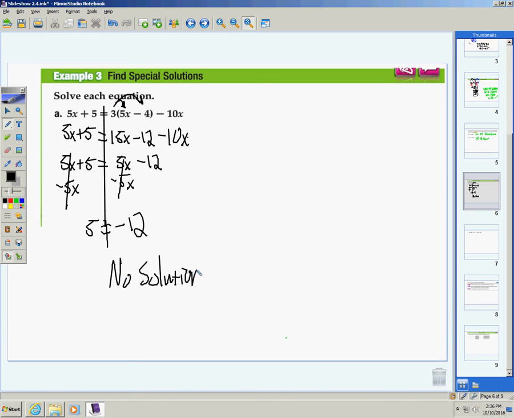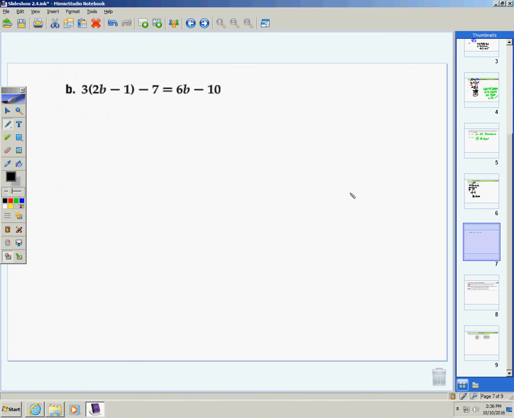Looking at part B, some of you are probably already guessing this is going to be infinite solutions, but let's prove that you're right. Start out by distributing, because I need to simplify this left side before I can put my variables together. 3 times 2b is 6b. 3 times negative 1 is negative 3. Don't distribute to the negative 7 because it's not in the parentheses.